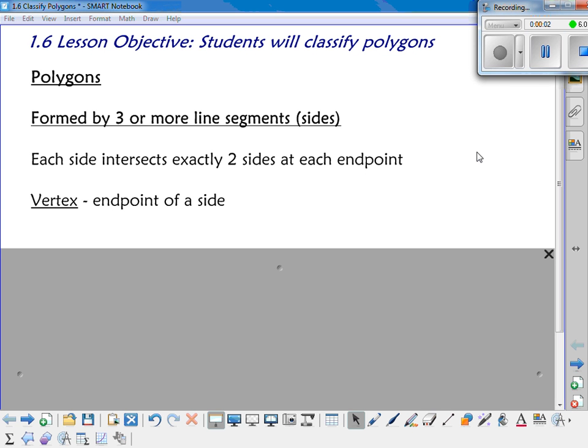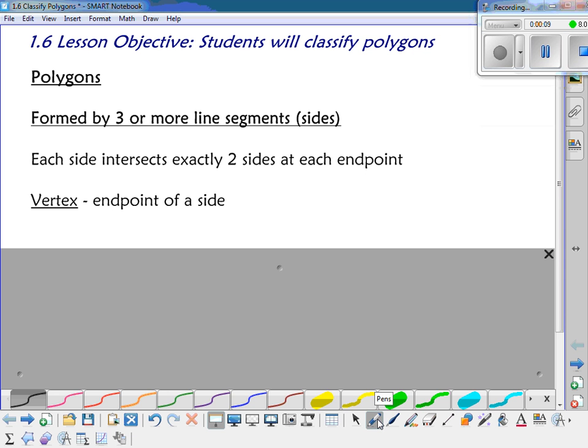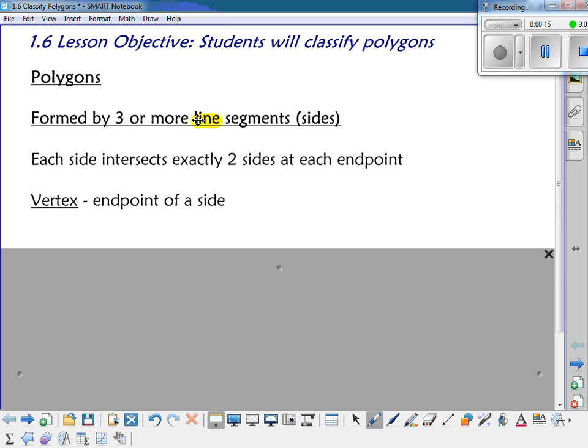Today's lesson objectives: students will classify polygons. So first of all, what is a polygon? A polygon is a figure that is formed by 3 or more line segments. So it's important that you understand the sides have to be lines.